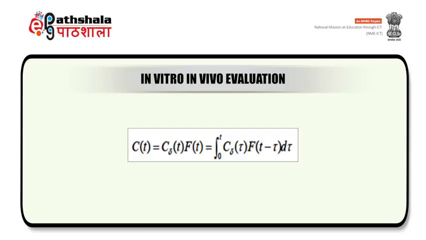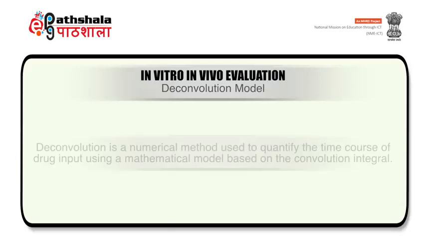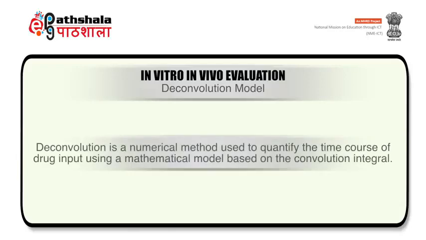So in the equation it is given how we can mathematically write the convolution, in which Ct is plasma drug concentration after oral dose, C delta T is plasma concentration after IV dose or dose of oral solution. So these three curves in this slide are a schematic representation of deconvolution and convolution processes. Now the deconvolution model. Deconvolution is a numerical method used to quantify the time course of drug input using a mathematical model based on the convolution integral.